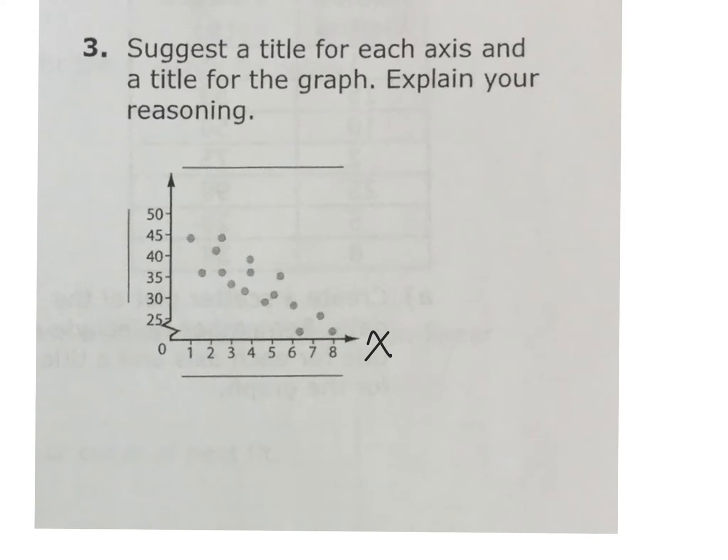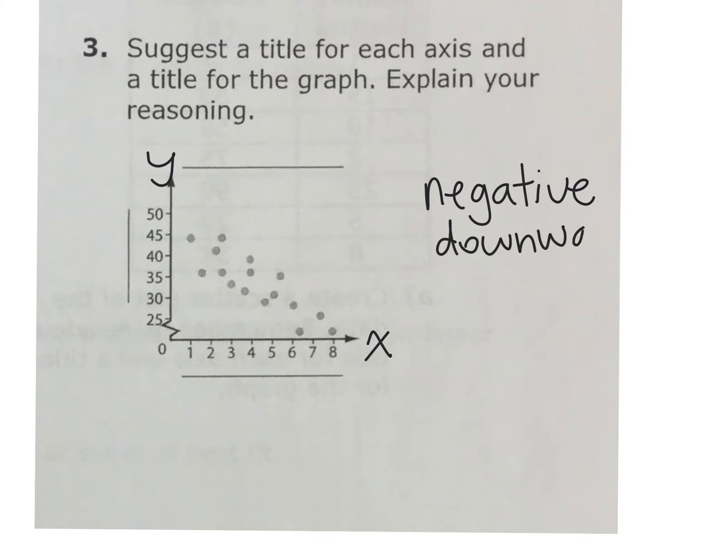We need to come up with a title for each axis. So we have an x-axis and a y-axis. And we need to come up with a title for the graph. So let's first look at this data. What type of trend is being shown here? Negative, downward trend. So I want you to think of something in real life that could show a negative downward trend. Think of a relationship between two things that as one thing increases, the other thing decreases, right? As something increases, something else decreases.